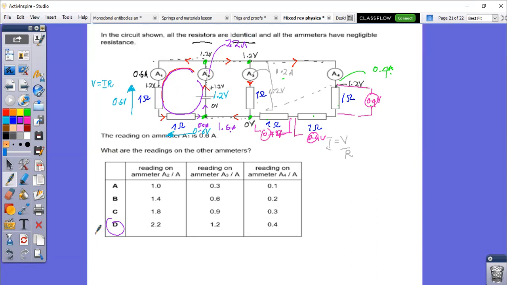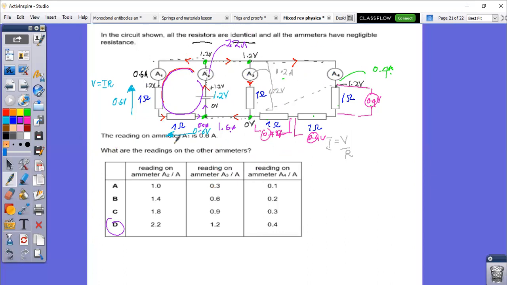Did you follow that? Not a fun question. I agree with you. But there was a lot to apply there. And that's the sort of level that you want to get to be able to make those links while you're analyzing a complex circuit like this.